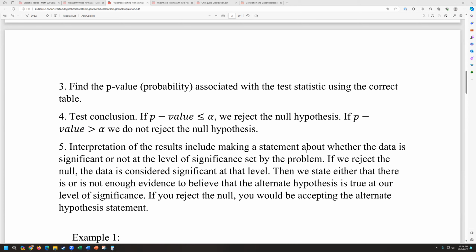Interpretation of the results includes making a statement about whether the data is significant or not at that level of significance set by the problem. So if we reject the null, our data is significant. If we do not reject the null, our data is not significant. So I have that there. Then we state either that there is or is not enough evidence to believe that the alternative hypothesis is true at our level of significance. So if you reject your null, you are saying there is enough evidence to believe the alternate. If you don't reject your null, you're going to say there is not enough evidence to conclude. So again, I've kind of restated that part right there.